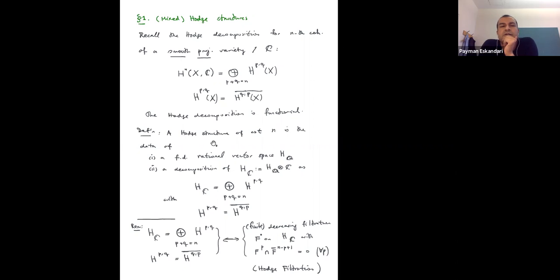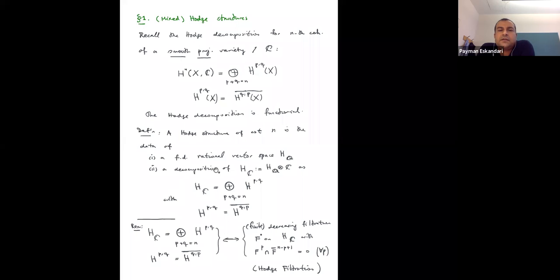So a Hodge structure of weight n. This is a rational Hodge structure, but all the structures here are going to be rational, so I'm going to drop that word. A Hodge structure of weight n is the following data. It's a finite dimensional rational vector space H_Q, together with a decomposition of its complexification as the direct sum of spaces H^{p,q}, where p plus q is n, and H^{p,q} and H^{q,p} are complex conjugates of each other. The weight here is n, and this p plus q is n.